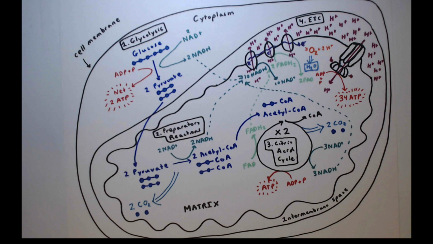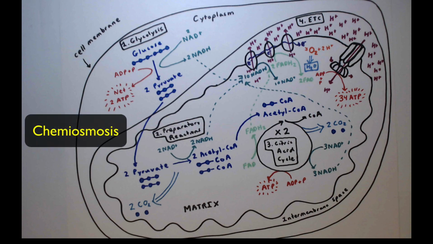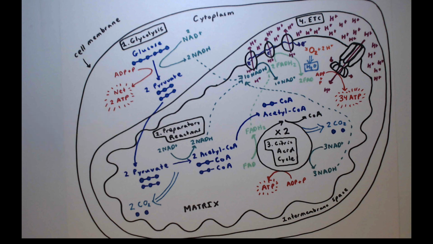When ATP is made using an electrochemical gradient, this is called chemiosmosis. This is different than the way ATP was made during glycolysis and the citric acid cycle because chemiosmosis uses the energy from the electrochemical gradient to power the production of ATP. Now I hope that you have a better understanding of how everything that happens during cellular respiration leads up to the production of ATP.